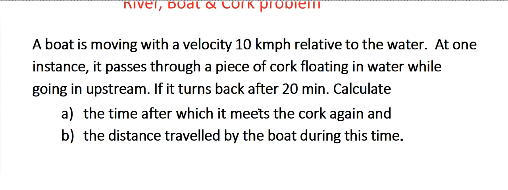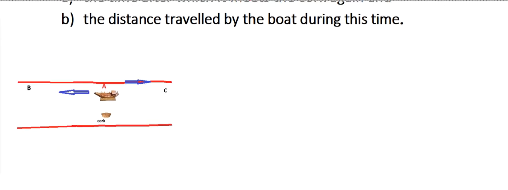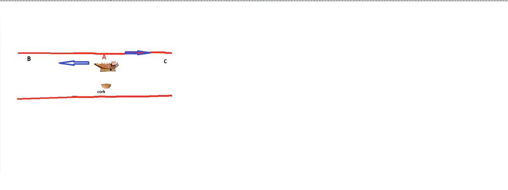So here, the boat is moving upstream. The velocity of the boat relative to the water means if the water is at rest, it will move with a velocity of 10 km per hour. At one instance it crosses the floating cork while going upstream, and turns back after 20 minutes. So if I draw a figure, this is the boat, this is the cork, both are at a point.